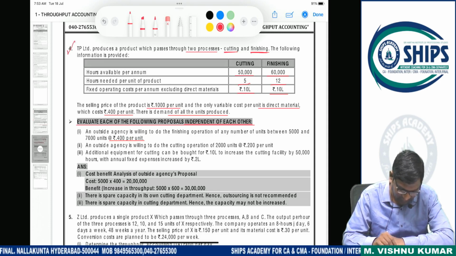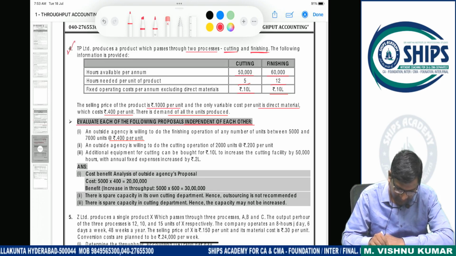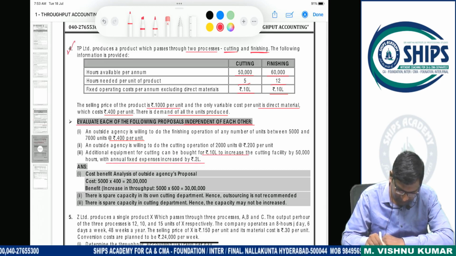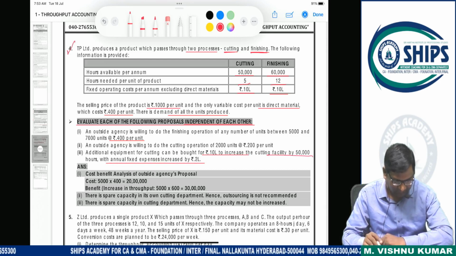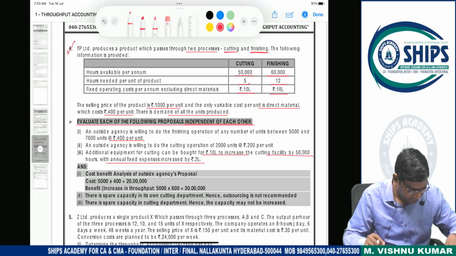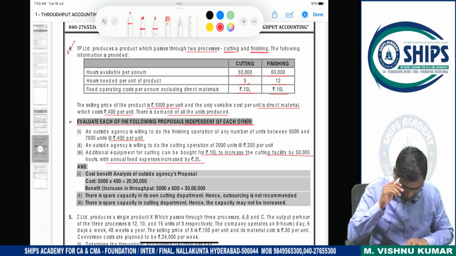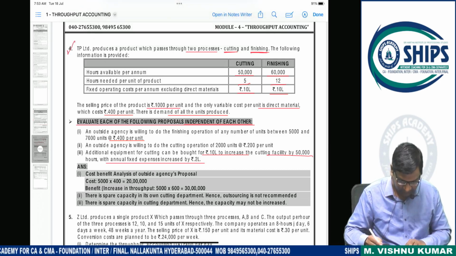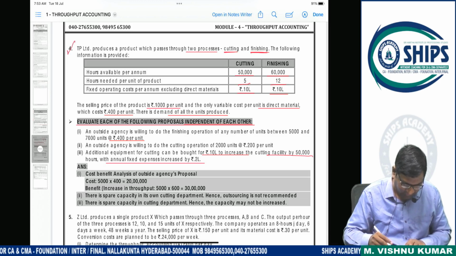An outside agency is willing to do the finishing operation of any number of units between 5,000 and 7,000 units at 400 per unit. An outside agency is willing to do the cutting operation of 2,000 units at 200 per unit. Additional equipment for cutting can be bought for 10 lakh to increase the cutting facility by 50,000 hours, with annual fixed expenses increased by 2 lakhs. Okay. Let's start the solution now.